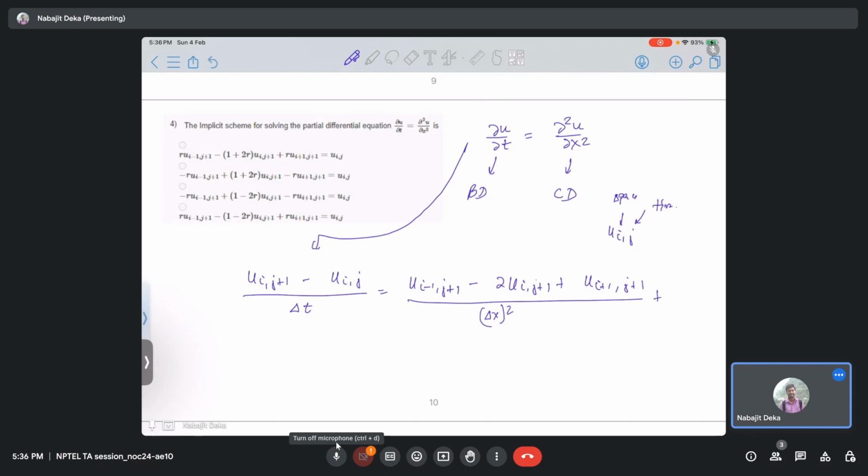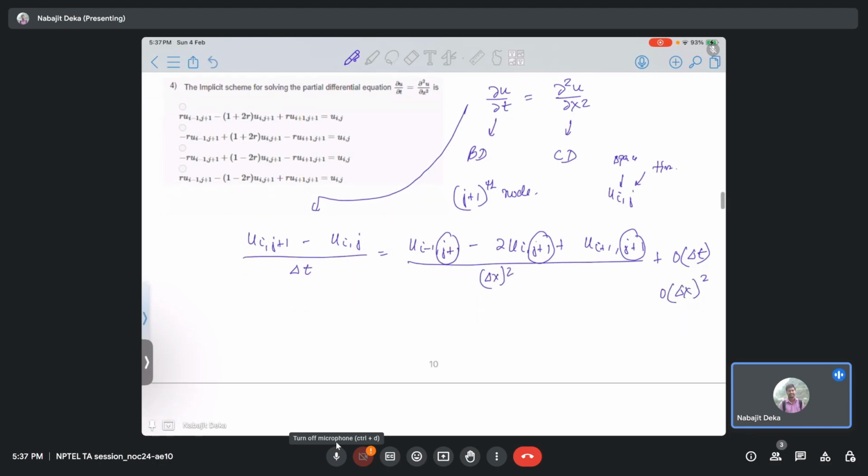So for that, what we have is a first difference in the time and a second difference in the space. So you will see here we are representing this time derivative at the j plus 1 node. Like, if it was an explicit scheme, this would have been different; this is implicit.